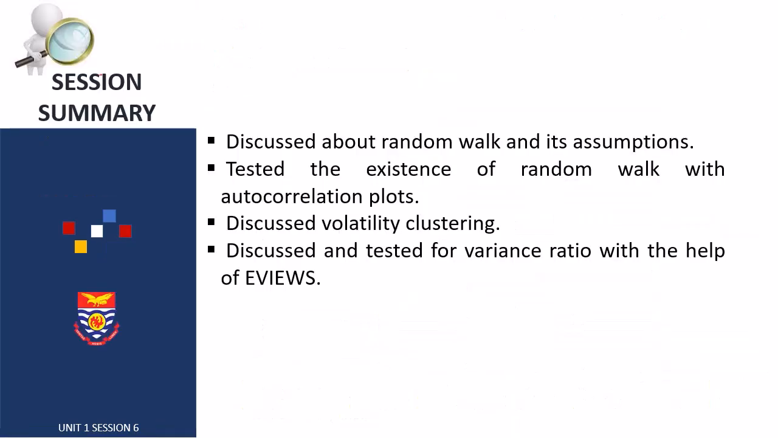In this session, we have discussed a random walk and its numerous assumptions. We have tested the existence of a random walk with the help of the autocorrelation plot, where we indicated that the squared returns possess a random walk or have no autocorrelation. We also discussed the issue of volatility clustering, where we said that the squared returns have less volatility clustering compared to the absolute returns. And we have also tested for the variance ratio using the eViews application. Thank you.